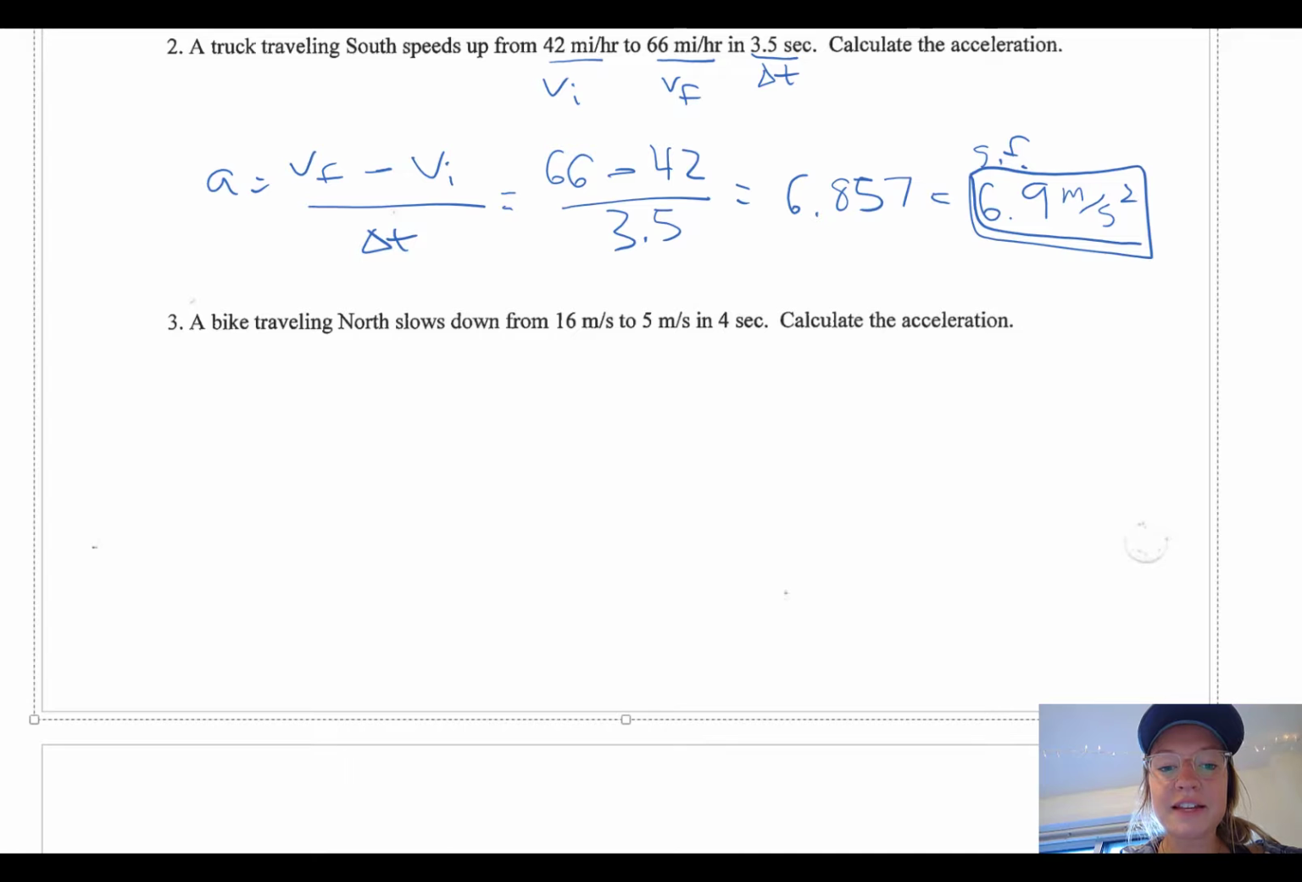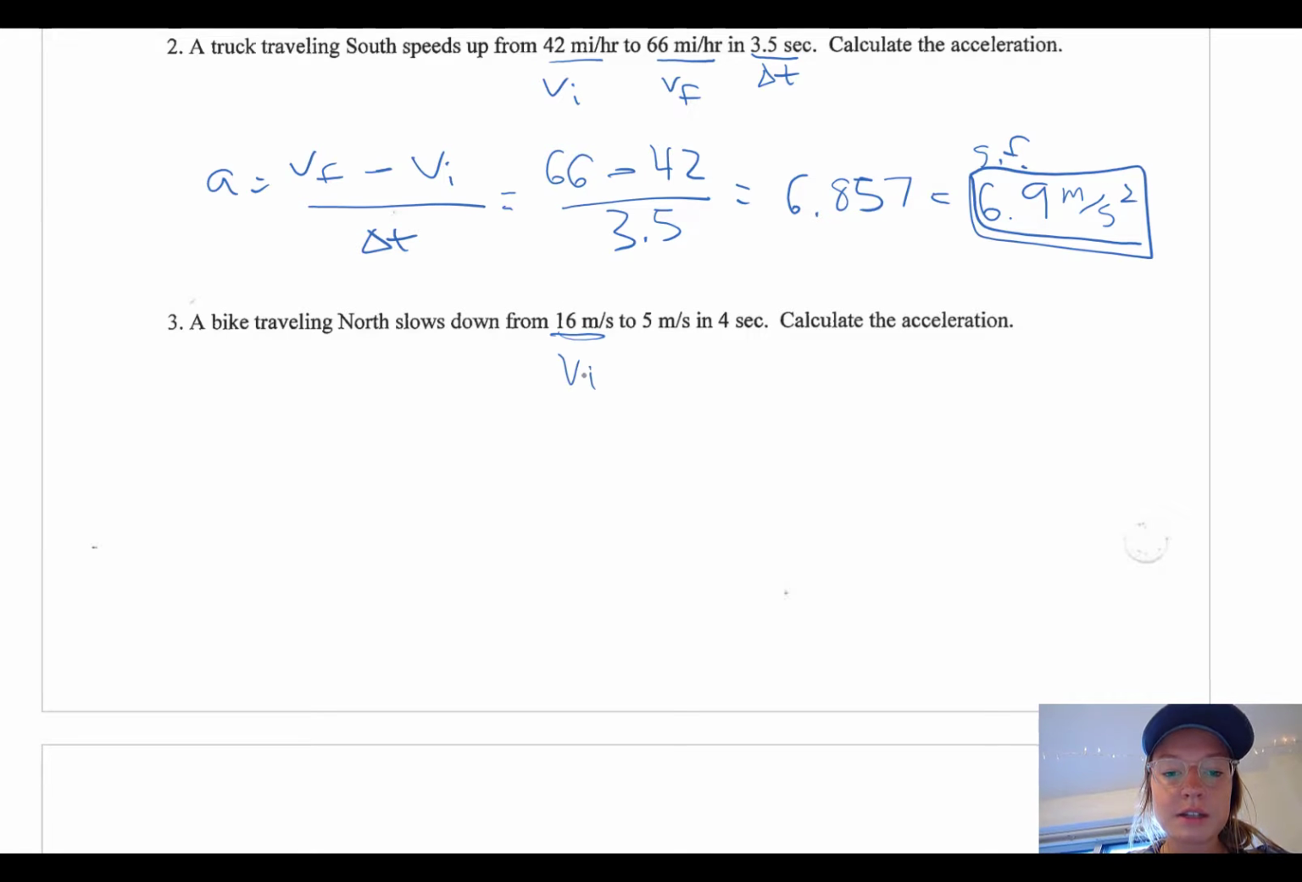A bike traveling north slows down from 15 meters per second to 5 meters per second in 4 seconds. Okay, so this one's going to be a great time. I'm really excited about this one because there's some fun things to talk about. So here's our 16 meters per second. It slows down, so the initial is 16 meters per second. Its final is this 5 meters per second, and this is our delta t. So given that, I want you guys to go ahead and also do this one, and let me know how it goes. I'll see you back in a few seconds.